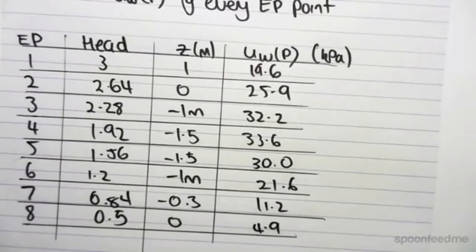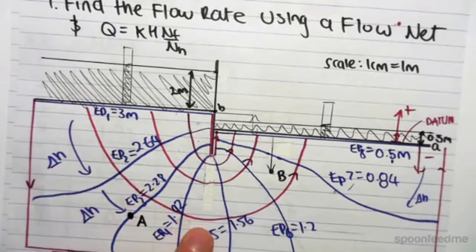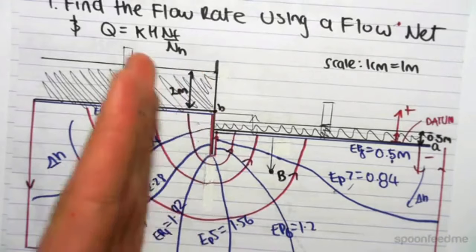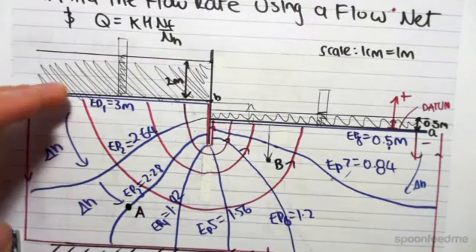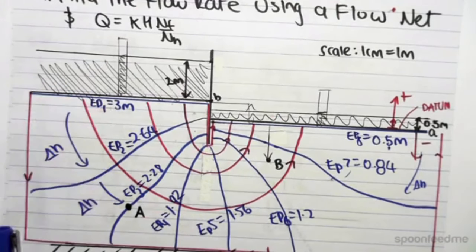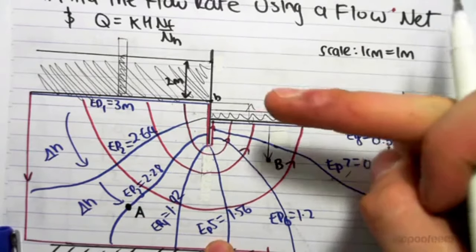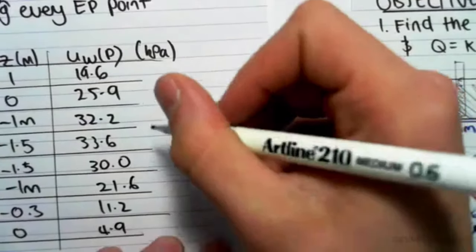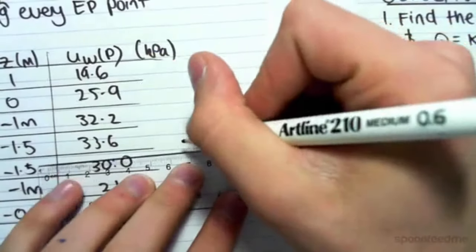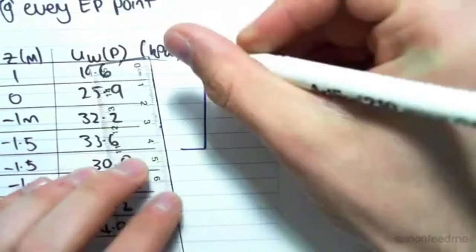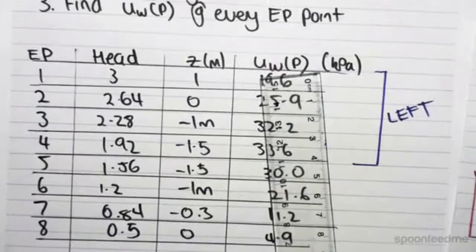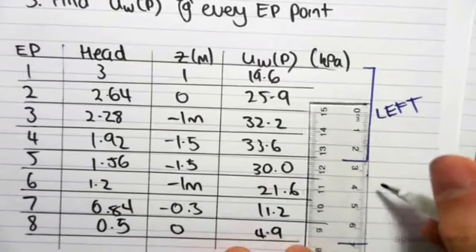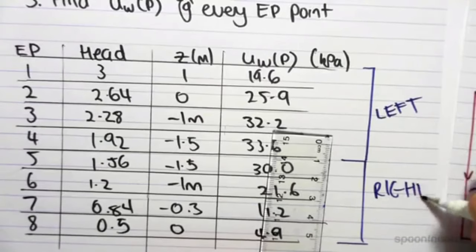Now, I just want to show you that from EP1 to EP4, all of those equipotential lines are on the left of the wall, and EP5 to EP8 are on the right of the wall. So the pressure from EP1 to EP4 is pushing that way, and the pressure from EP5 to EP8 is pushing this way. We just need to make that distinction: EP1 to EP4, in this range here, is on the left of the wall, and EP5 to EP8 is on the right of the wall.